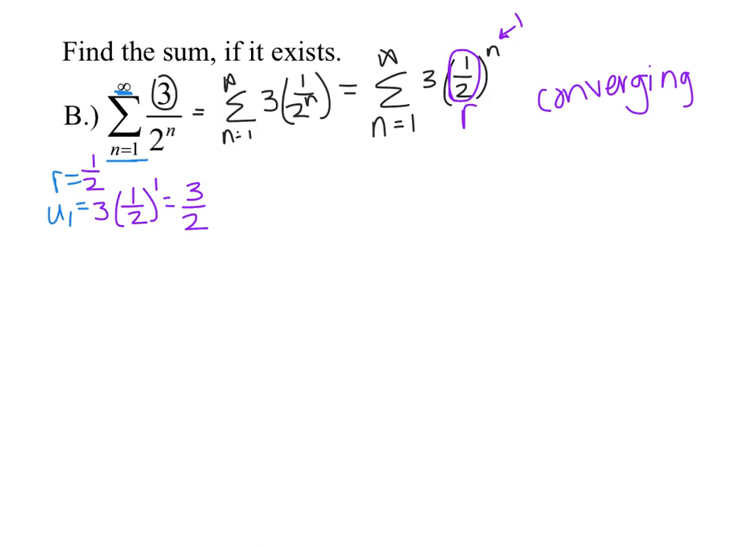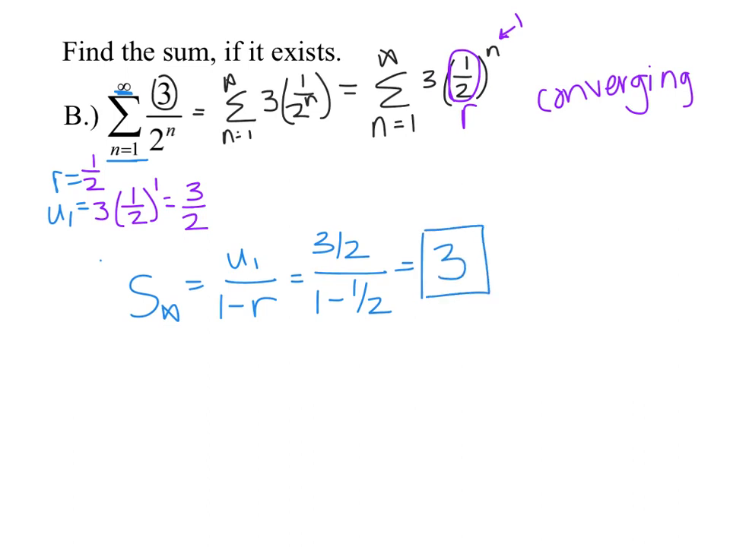So since it's converging and we found u sub 1, let's use our formula. U sub 1 over 1 minus r. So 3/2 over 1 minus 1/2. And if you do that by hand or put it into your calculator, you should end up getting 3.